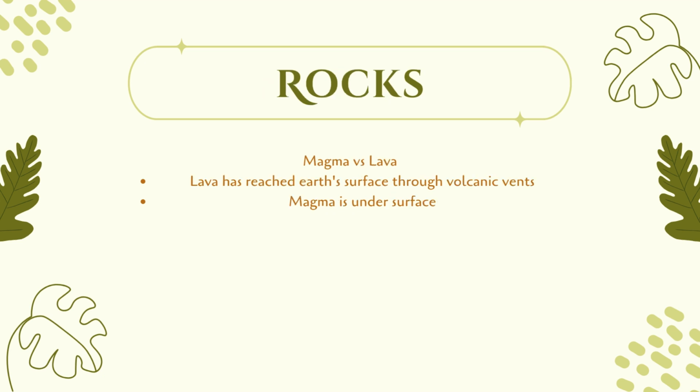So rocks, magma versus lava, what is the difference? So magma is under the surface and lava has reached Earth's surface through volcanic vents, but also lava can be found on the ocean floor, which I thought was really interesting.